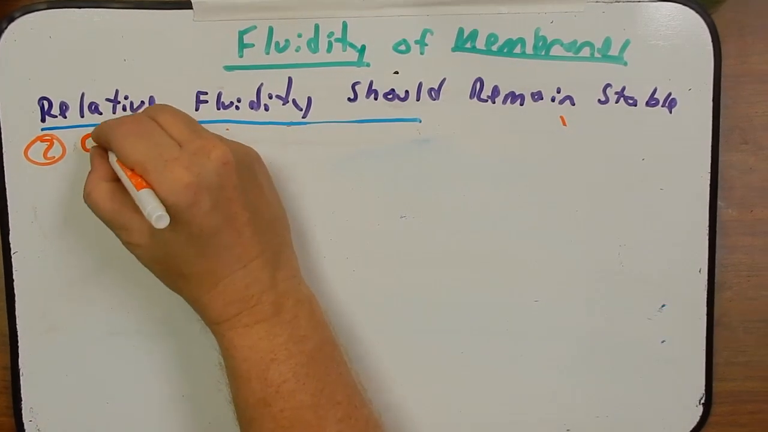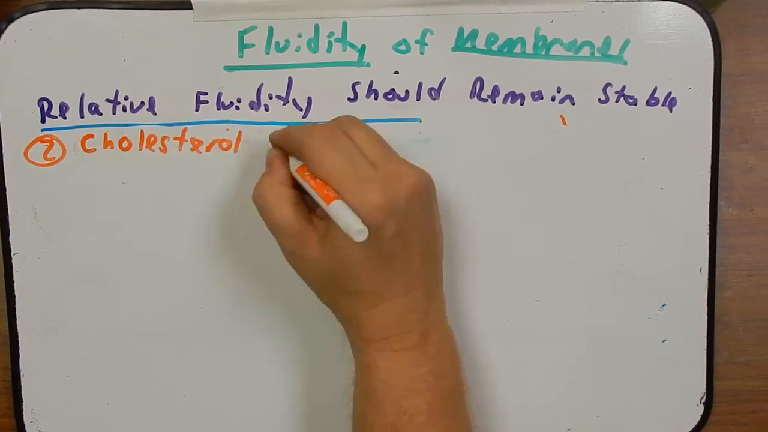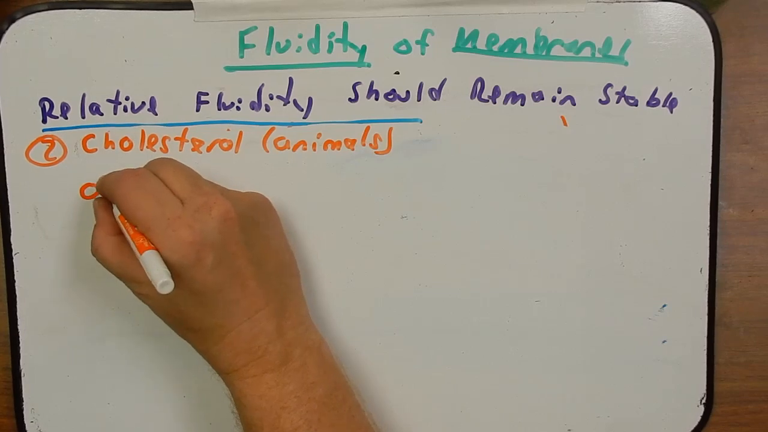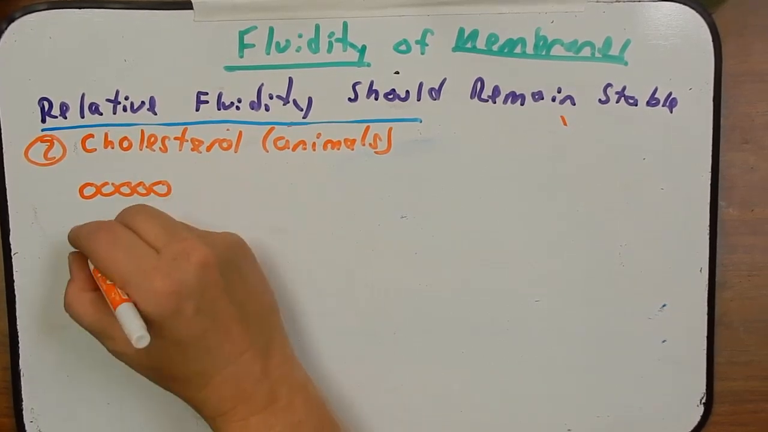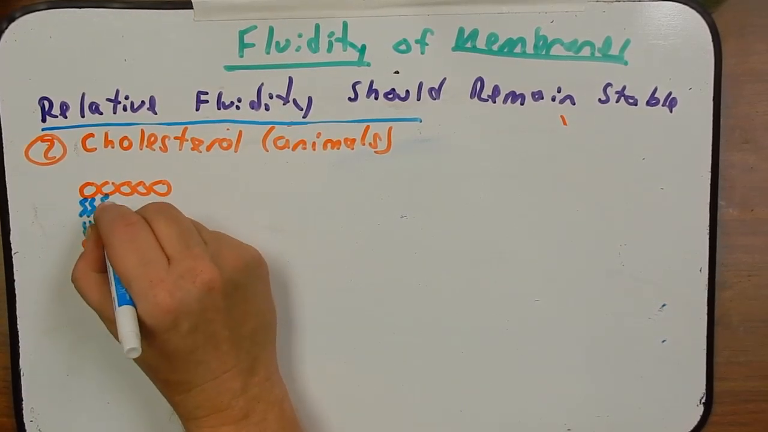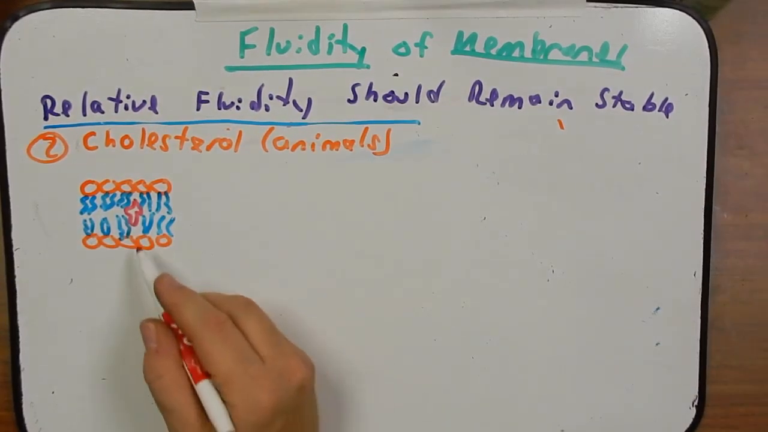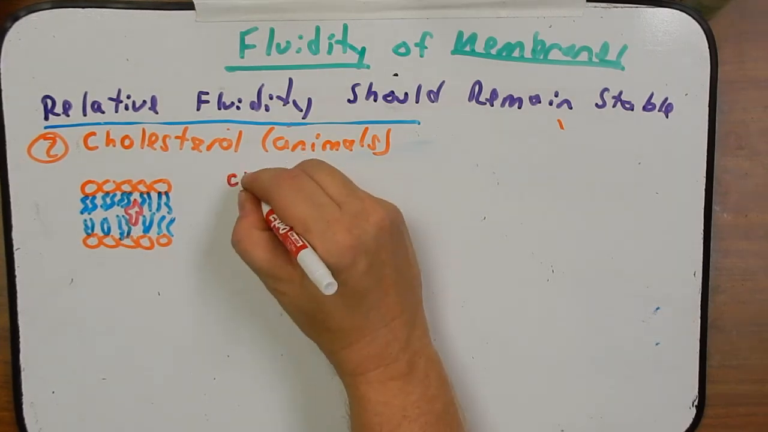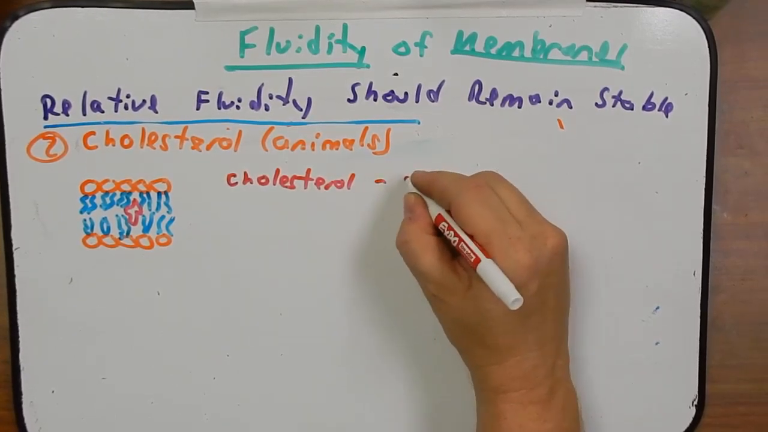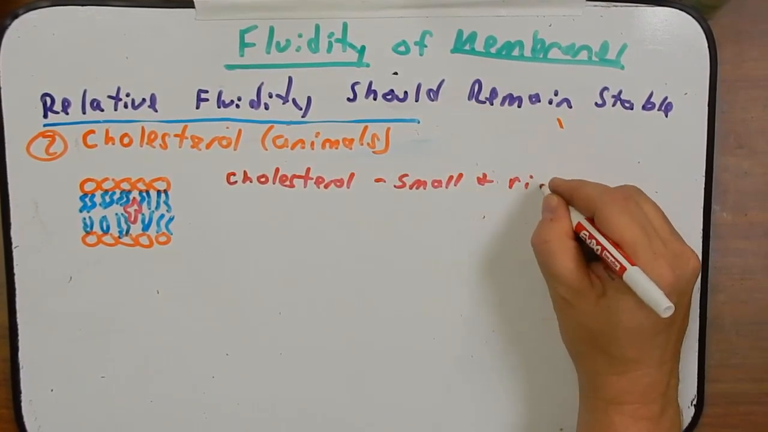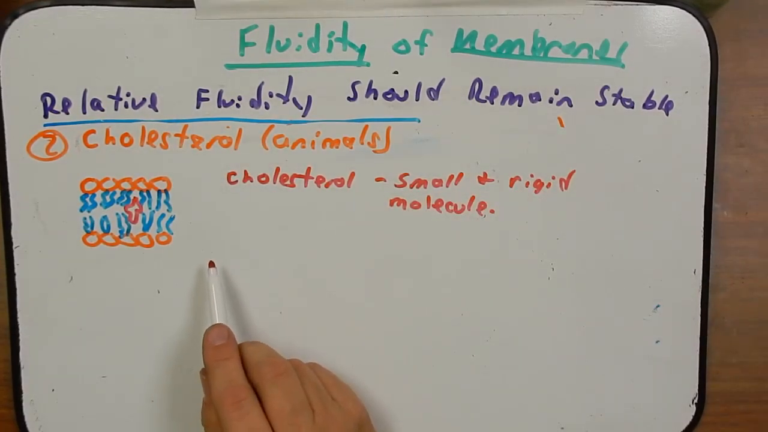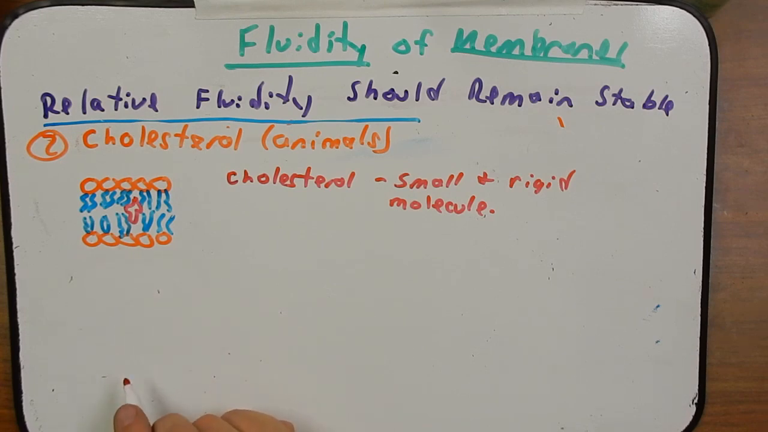Okay, so let's talk about this second mechanism of cholesterol. And again, this is a mechanism used by animals because they make cholesterol. So if we think of our membrane that we've drawn, once or twice here, and we have varying degrees of tails here, and I drew a cholesterol molecule here, not in great detail, but let's think of cholesterol as this small and rigid molecule. So what is this cholesterol molecule doing in the membranes, and how does it affect fluidity?